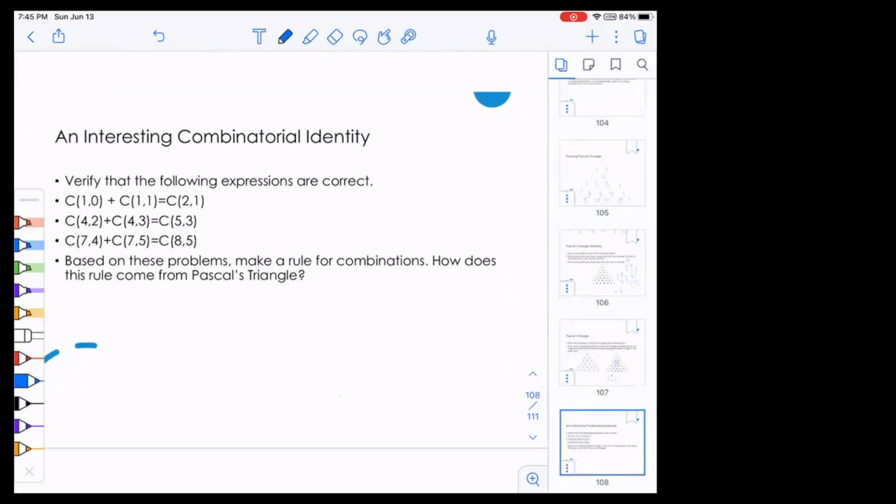So I have some practice problems for you guys. Basically, we saw Pascal's triangle, right? So you just need to calculate all the combinations there and basically just prove that it's correct.